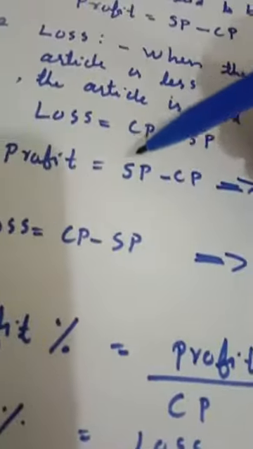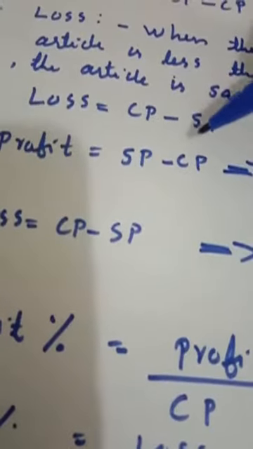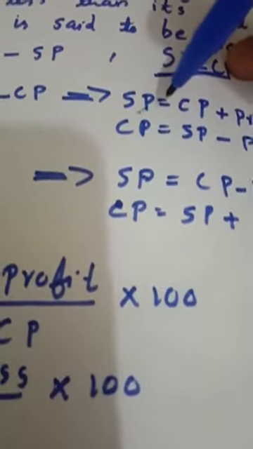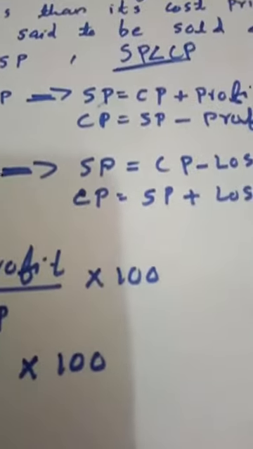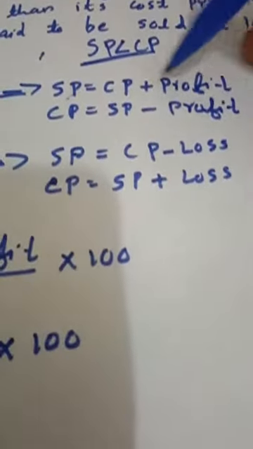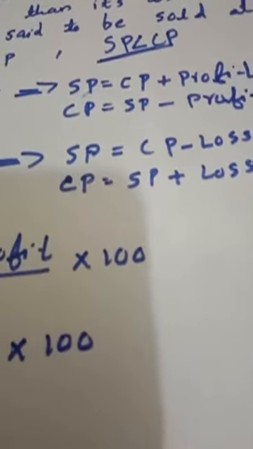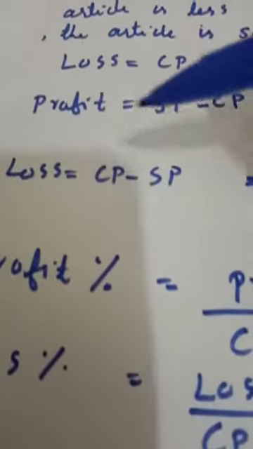If profit and SP are given, how to find CP? Or if CP and profit are given, how to find SP? In the case of profit, SP is greater, so SP is CP plus profit. And CP is less than SP, so you subtract profit from SP to get CP.